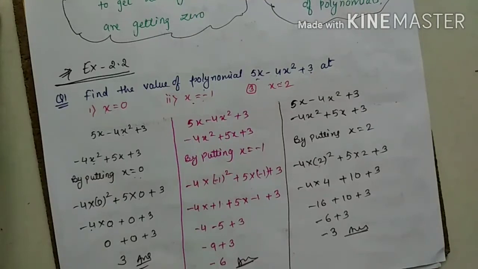Here you are not getting 0 as the value, so it is considered only as a value of that polynomial. Is it clear?